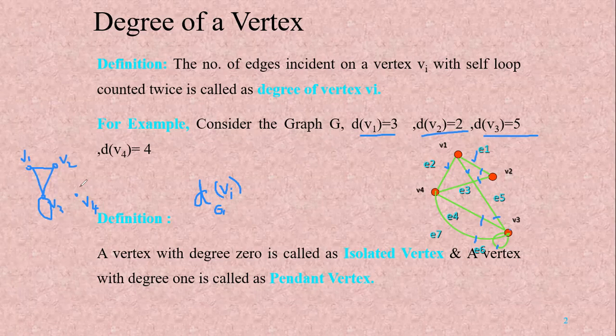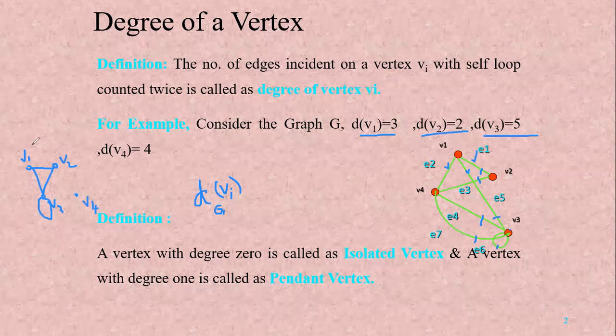Next, a vertex with degree 1 is called a pendant vertex. For example, here vertex V5. What's the degree of this vertex? Only one edge is incident with V5. Therefore, the degree of V5 is 1. A vertex which has degree 1 is called a pendant vertex. Therefore, the vertex V5 is called a pendant vertex. So, isolated vertex means degree 0. Pendant vertex means degree 1.